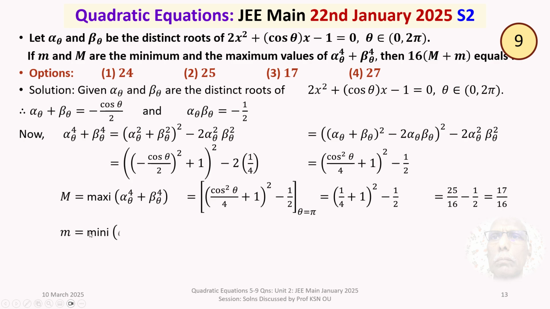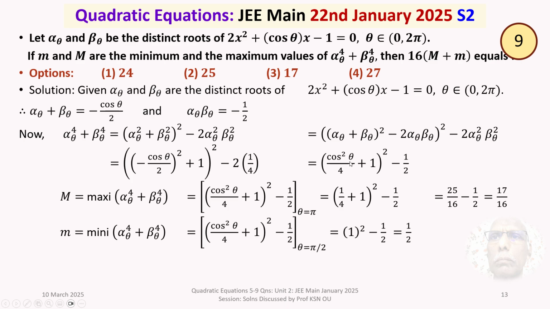Small m is the minimum value of this. The minimum value is obtained when cos square theta is 0. Cos theta will be 0 when theta is pi by 2 or 3 pi by 2. So at theta equal to pi by 2, it attains the minimum value. The minimum value is 0 plus 1 square minus 1 by 2. That is 1 minus 1 by 2, which is 1 by 2.